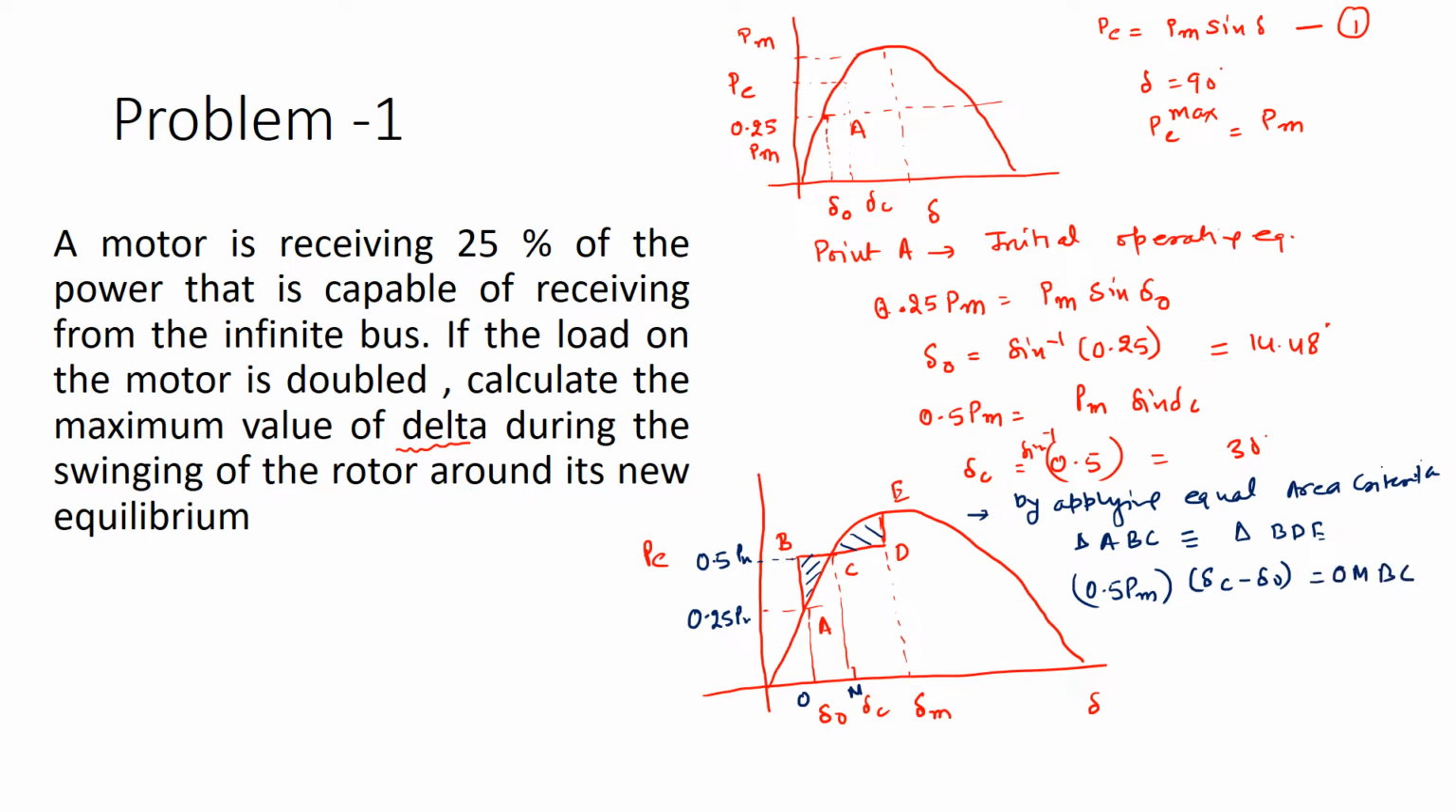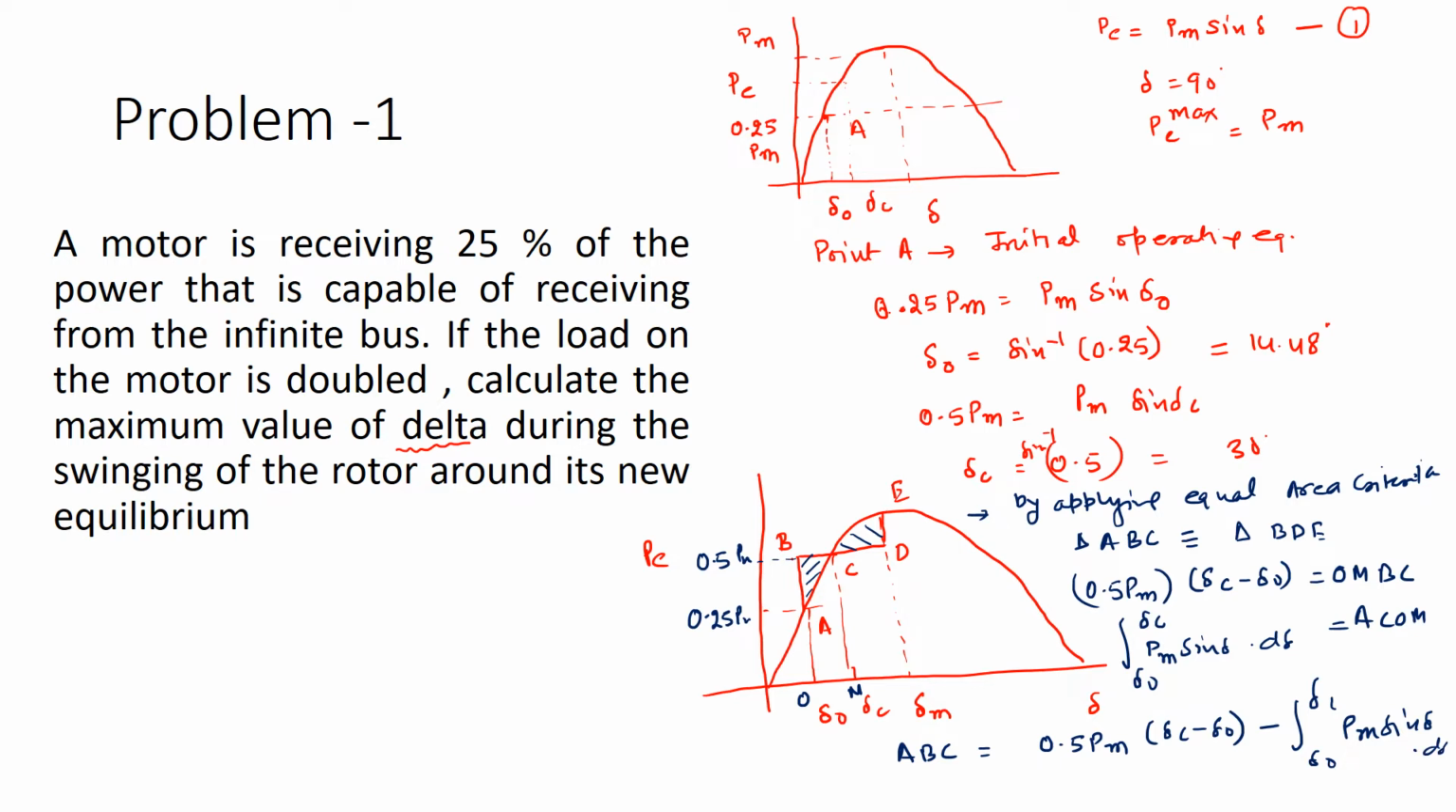Now if I calculate the area, I can easily calculate it will be between delta naught and delta C, the area under the curve. So the area under the curve will be Pm sine delta d delta. So the area corresponding to ABC, the area ABC, will be equal to what? This will be equal to Pm times delta C minus delta naught, minus 0.5 Pm sine delta d delta.